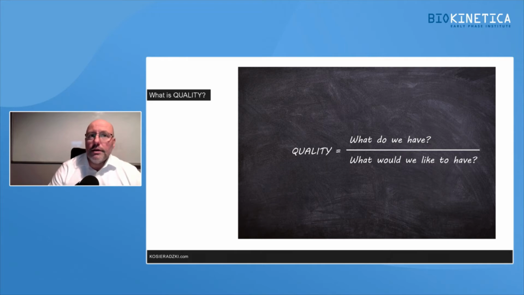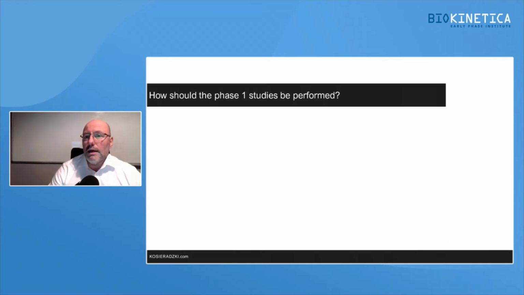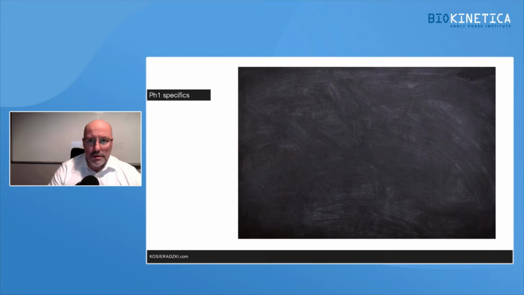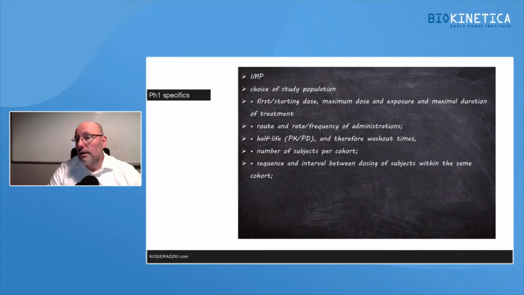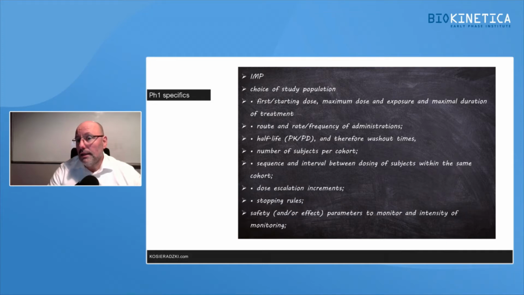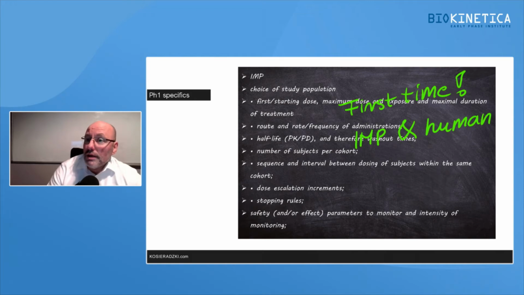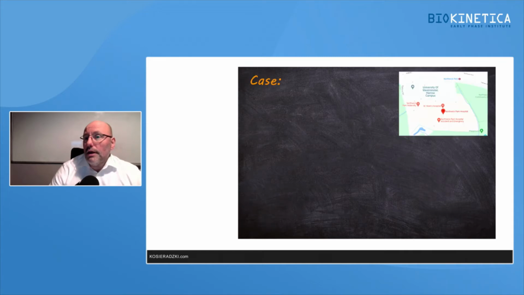But going back to phase one, how should we discuss phase one trials and quality? That's nothing extraordinary in comparison to the other trials, unless one significant element: for phase one trials we have, for a regular phase one, first in human. This is the first IMP-related contact with the human body, and how this goes together.